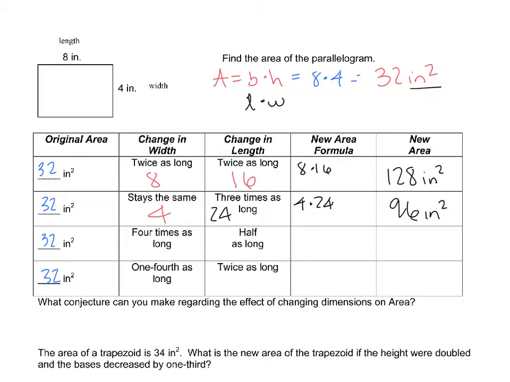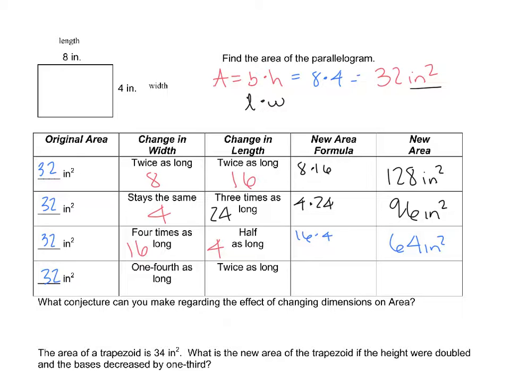All right, next, we got 4 times as long, so the width is 4 times longer, so that would give me 16. And the length is half as long, so half of 8 is 4. So my new area formula would be 16 times 4. And when I do that, we get 64 inches squared.